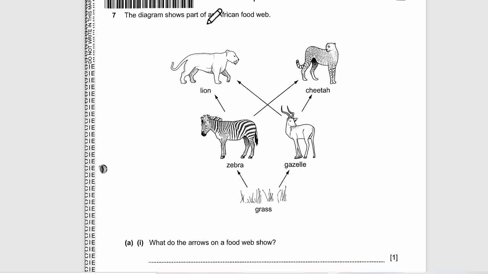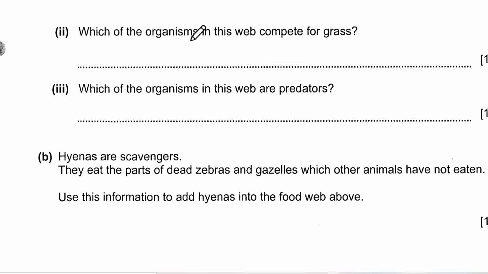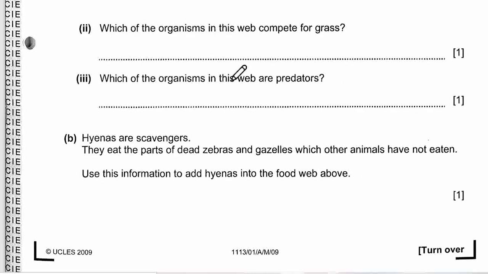Question 7. The diagram shows part of an African food web. This is cheetah, lion, zebra, gazelle, and grass. What do the arrows on the food web show? The arrows show the transfer of energy, or the flow of energy. Next question. Which of the organisms in this web compete for grass? Part 3. Which of the organisms in this web are predators?